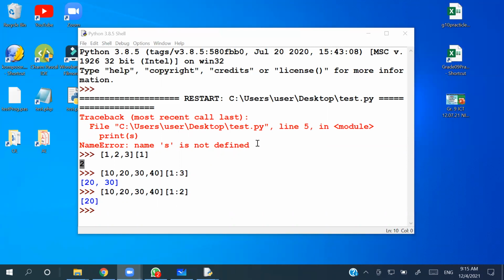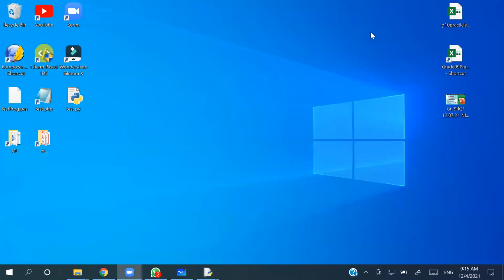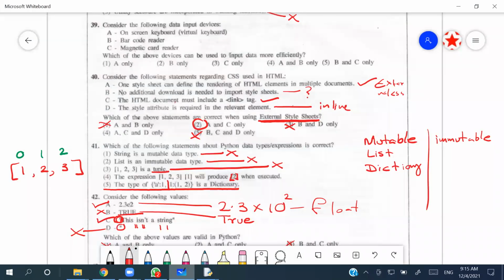Right. Okay, so for that reason, the fourth one is going to be an incorrect one, because the answer is not going to contain square brackets, because it is asking about an index. Right, so the answer is going to be the fifth one.